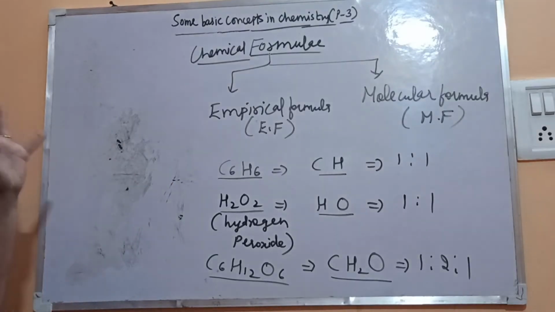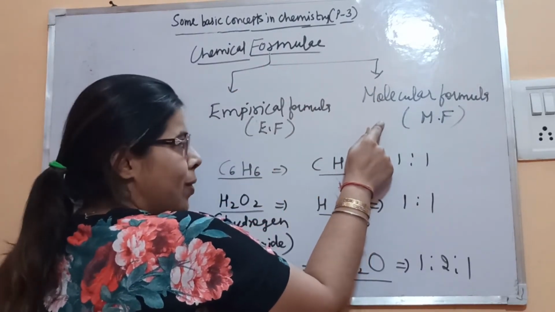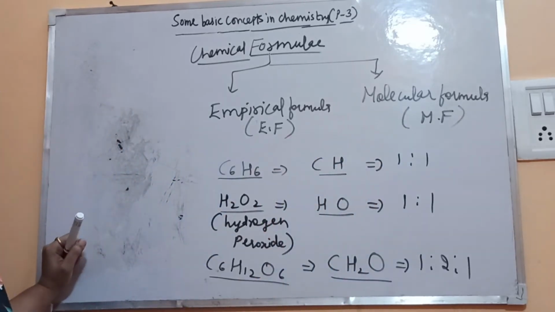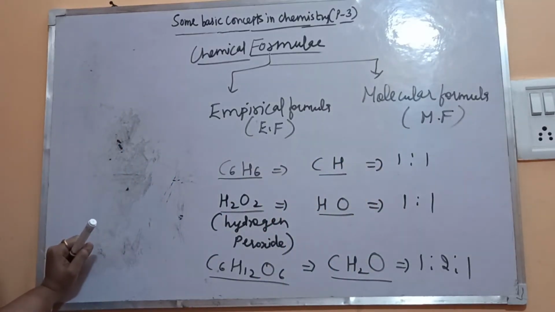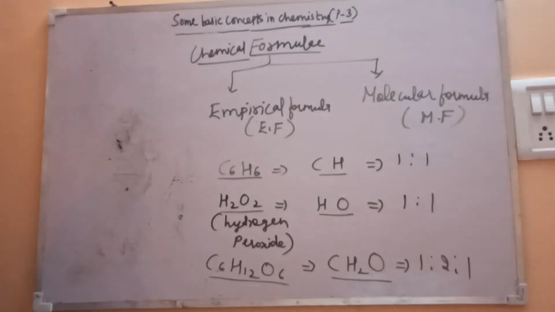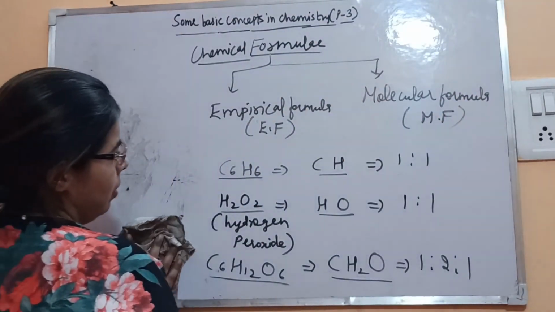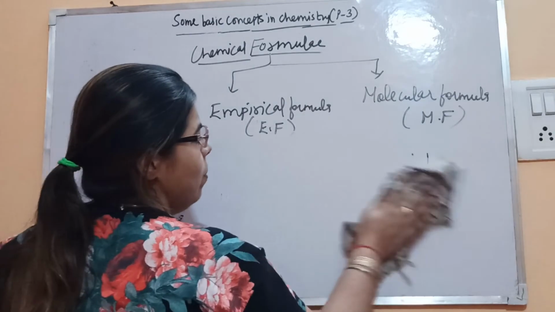So this is the meaning. What's the major difference? The molecular formula gives the exact number of atoms present in the molecule. The empirical formula only gives the simplest ratio of the atoms of the various elements present in the given formula. So I hope I am clear about what the empirical and molecular formulas are. Now let's see the definitions and how they are related to each other.